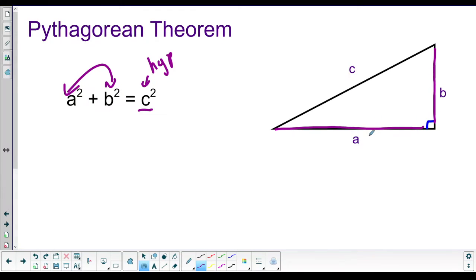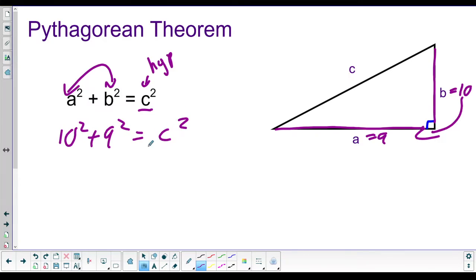So if you say a is 9 and b is 10, and you accidentally get these two switched and you put like 10 squared plus 9 squared equals c squared, it's not going to matter.